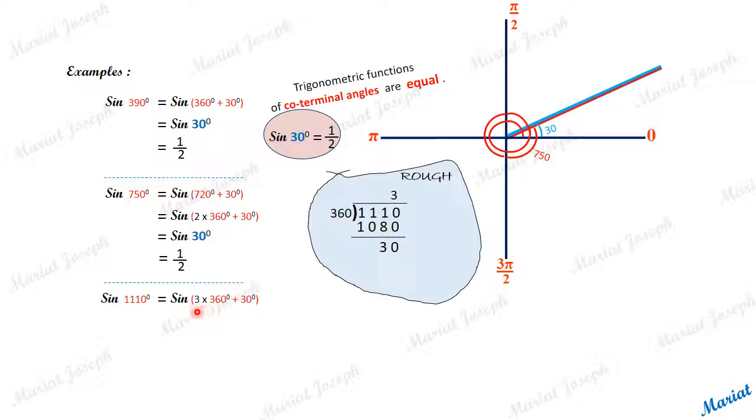So here it says sine of an angle which is 3 rotations plus 30, again coterminal with 30 degrees. Therefore, it must be equal to sine 30 degrees, that's equal to half. This is how we manage to get the trigonometric function values of angles more than 360 degrees, angles more than one rotation. Any number of rotations, we can go ahead like this.